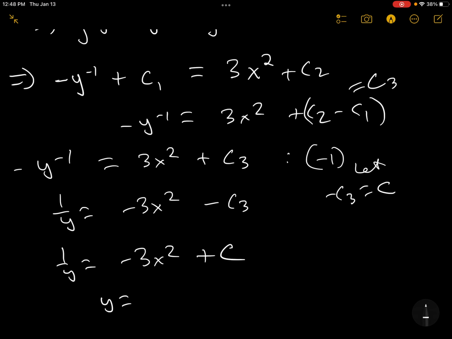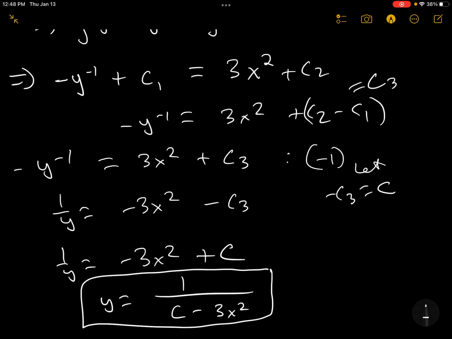And what does y equal? y equals 1 over C minus 3x squared. And this is our general solution.